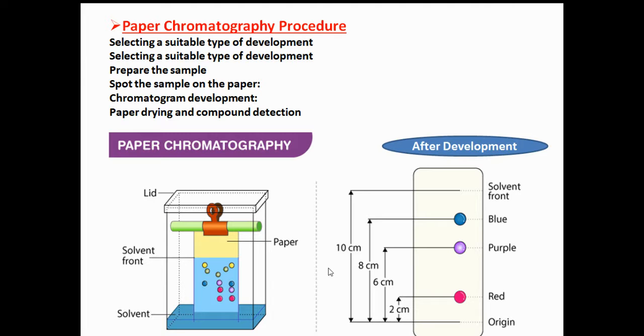So RF is the retardation factor. How to calculate RF? RF is equal to the distance traveled by the component divided by the distance traveled by the solvent front. Suppose you want to find the RF of the red spot. RF is equal to the distance traveled by the component, which is 2, divided by the distance traveled by the solvent, which is 10. So 2 divided by 10. Then for the purple spot, it will be 6 by 10. Then for the blue spot, it will be 8 by 10. So in this way, after development of the chromatogram, we need to detect the spots and then calculate the RF values.